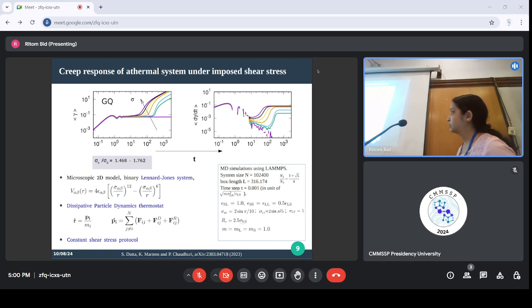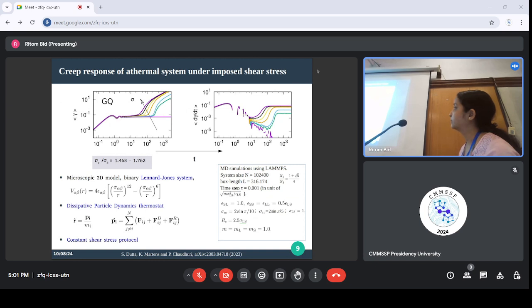Now, before presenting the results for the glassy system, first I want to show you these recent results from this paper. So here the first author Shumanda is present. I also want to mention the model because I have also worked on the same model. The authors have simulated a microscopic 2D binary Lennard-Jones system by molecular dynamics simulation, and the temperature has been maintained by a dissipative particle dynamics thermostat, and the constant stress has been imposed by a feedback control mechanism.